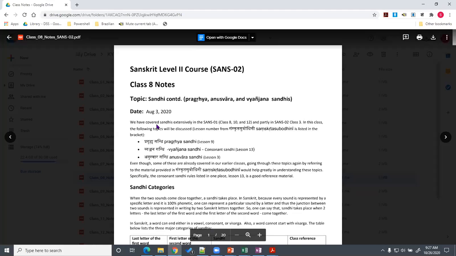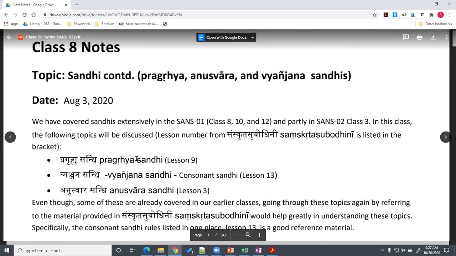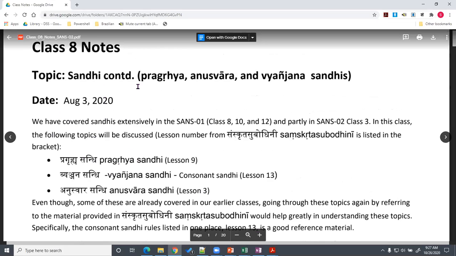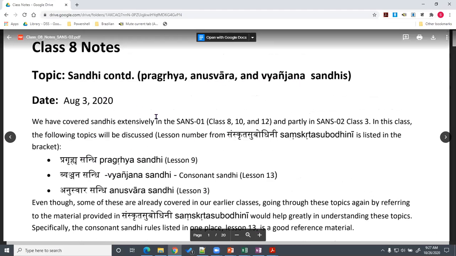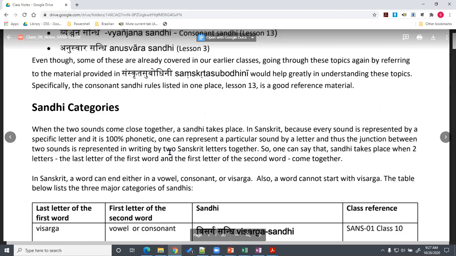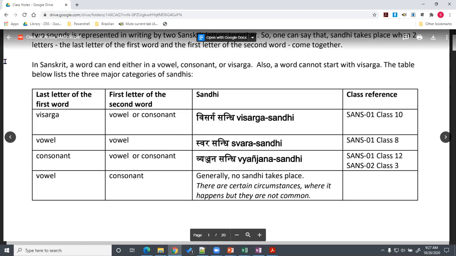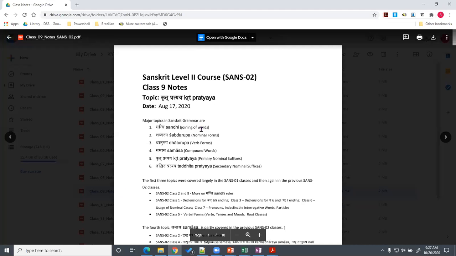So if you have any questions, please feel free to send them through the chat. We'll see how much we can cover. But most of the questions will be answered if you go through these notes and the videos. Then we covered the sandhis, Pragruhya, Anuswara and Vyanjana Sandhi in class 8. So I will not go to the very specific rules. This we have done many times in our exercises also.